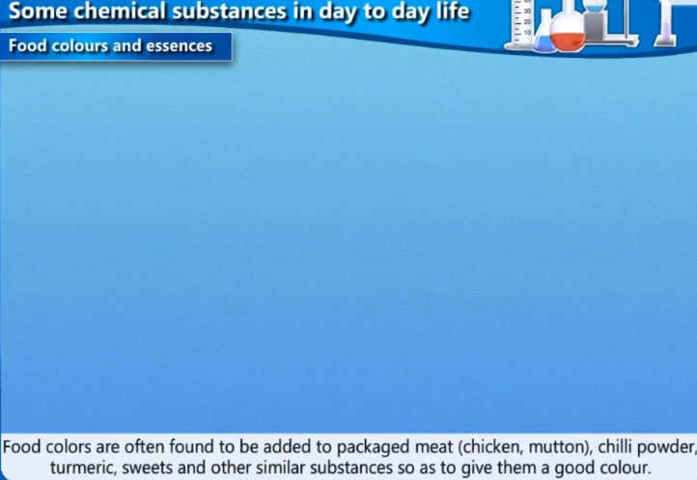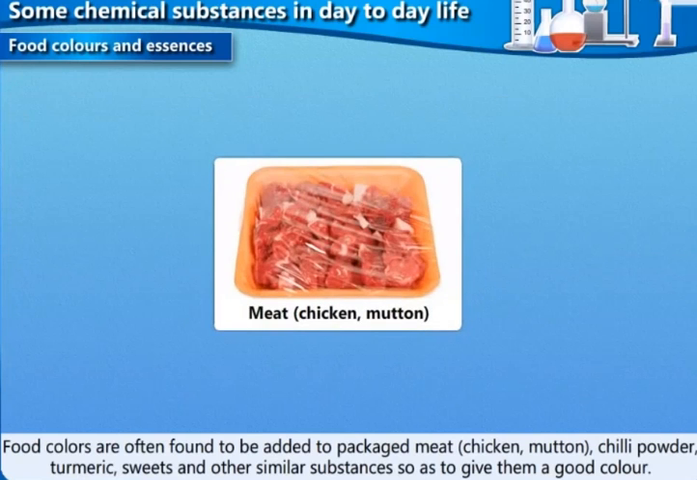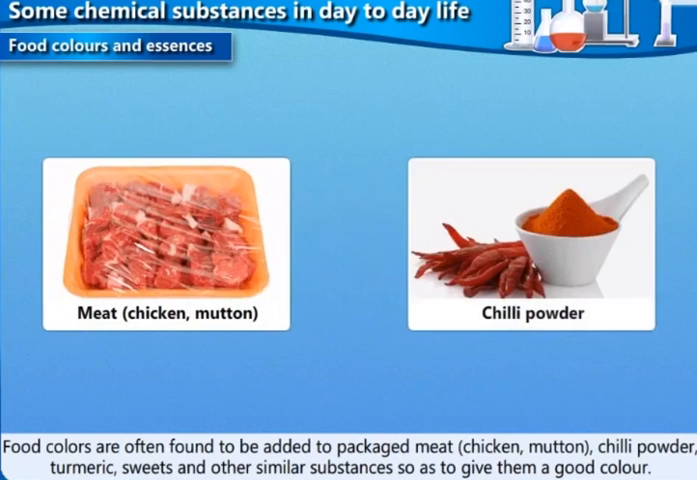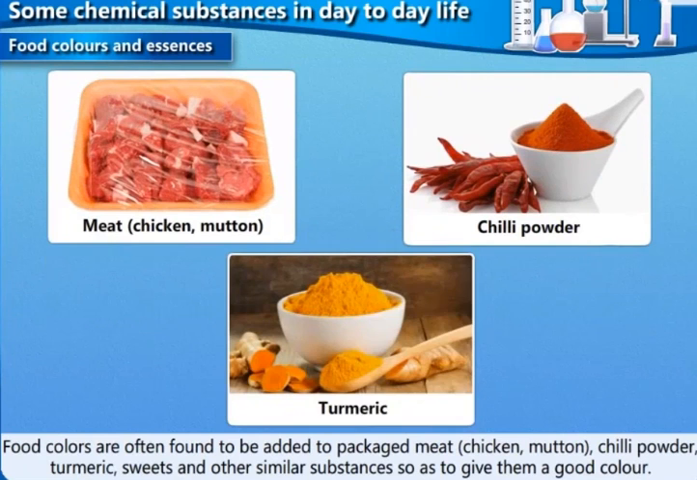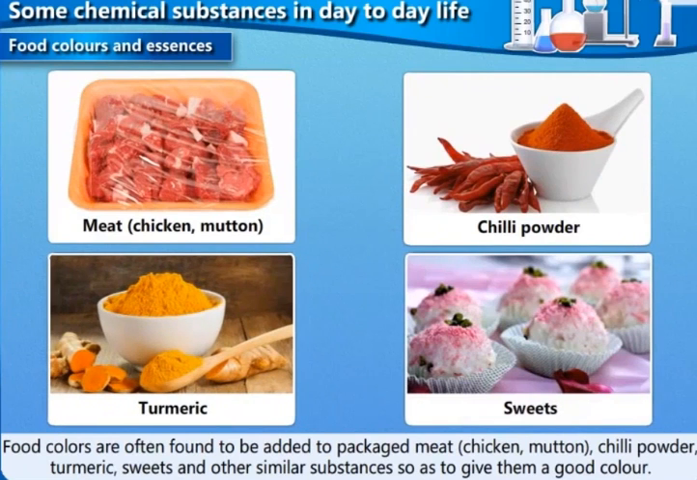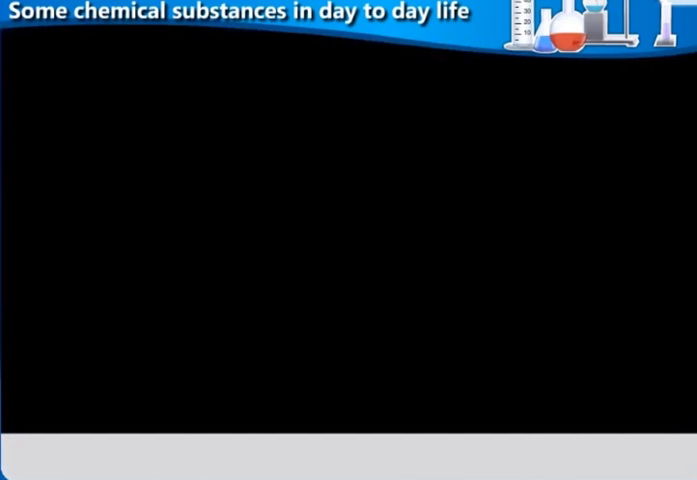Food colors are often found to be added to packaged meat, chicken, mutton, chili powder, turmeric, sweets, and other similar substances so as to give them a good color. So, boys, you must also see in your day to day life when you order tandoori chicken and chicken lollipop. Chicken meat does not have that red color, but they put that red color so that the chicken lollipop looks very tasty.